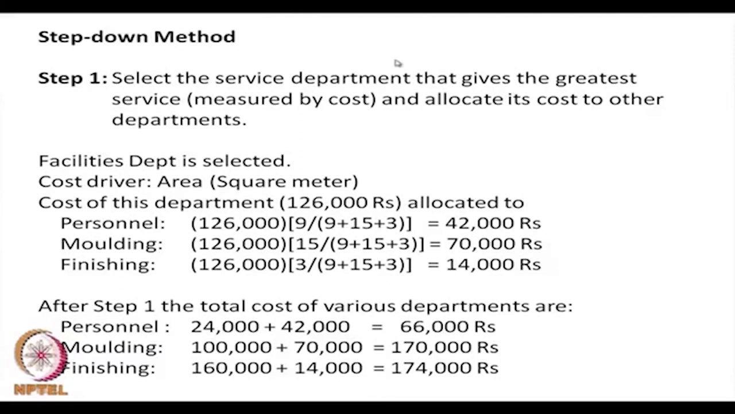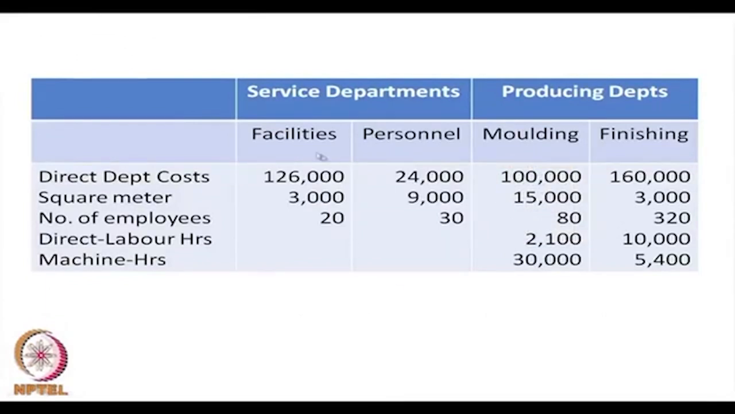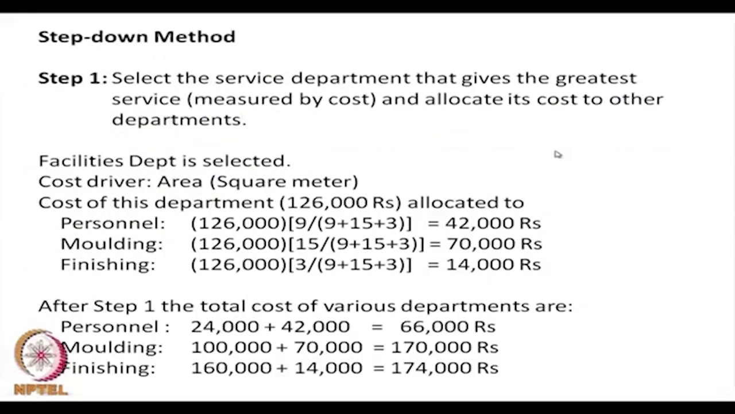So, select the service department that gives the greatest service measured by cost. For that, we look at this table. There are two service departments. Measured by cost, which gives the highest service? The direct department cost for facilities is larger than this. So, 126,000 rupees is larger than 24,000. So, we are selecting the facilities department cost first and then allocating this cost to not just the producing departments, but to all the three departments. So, facilities department is selected.